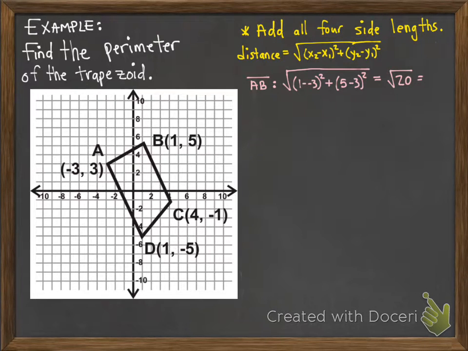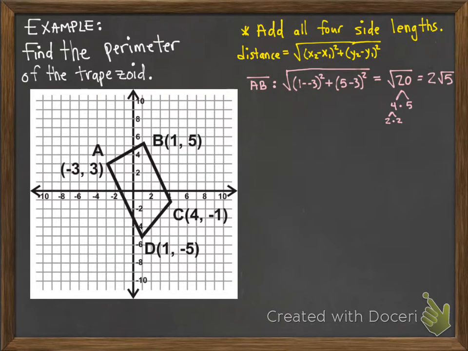Now when we square root 20, we get a decimal, so we're going to simplify that using a factoring tree. You can see that we have 2 times 2 times 5. 2 times 2 is just 4, square root of 4 is 2. We end up with 2 times the square root of 5 as our simplified radical.